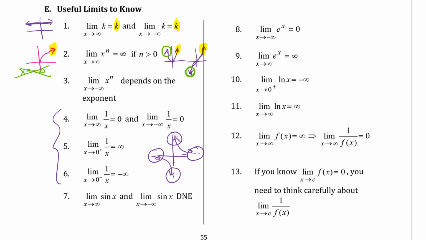So just as a point of contrast, it's easy to think about functions if you have a power function with an exponent greater than 0 on the right side of the graph, but the left end behavior is a little bit more complicated.